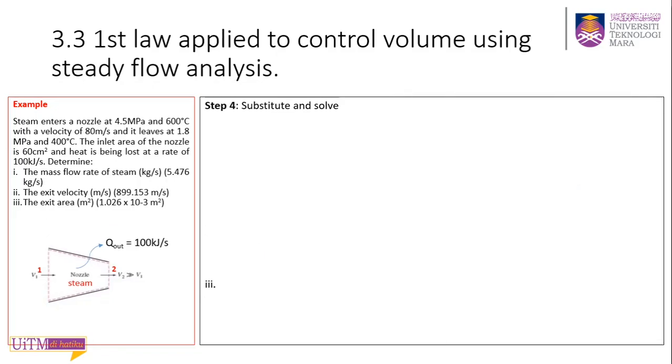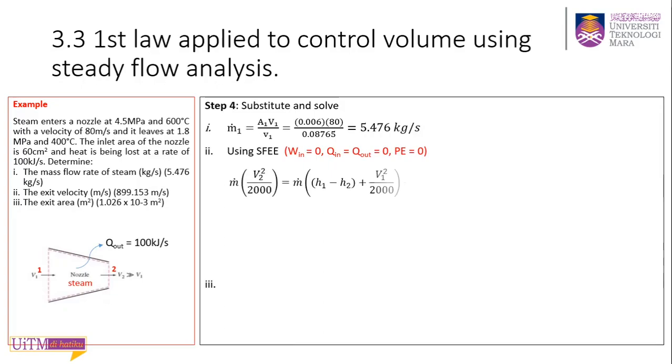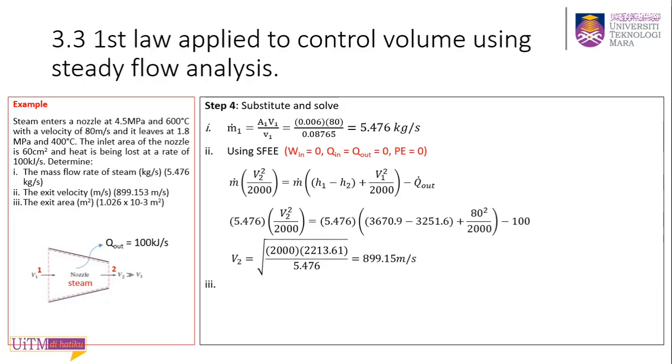For step 4, substitute the required values and solve for the question. For mass flow rate, the answer is 5.476 kilograms per second. And for exit velocity, using the SFEE, we can see that the exit velocity here equals 899.15 meters per second. And for exit area, using the mass flow rate equation, we can see that the exit area here is 0.001026 square meters.